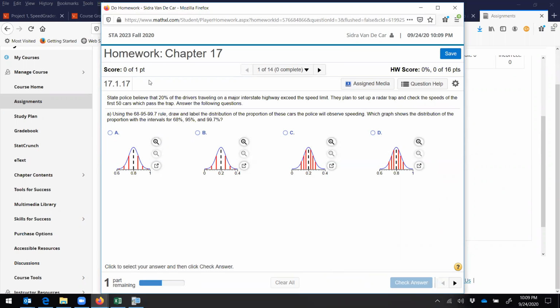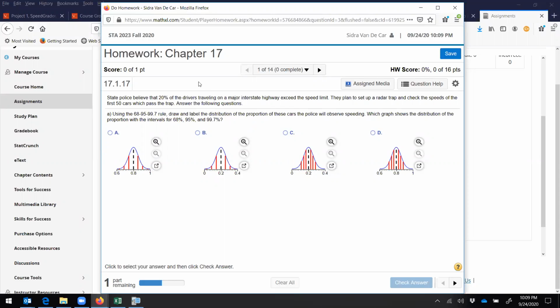1. Okay, so state police believe that 20% of the drivers traveling on a major interstate highway exceed the speed limit. They plan to set up a radar trap and check the speeds of the first 50 cars which pass the trap. Answer the following. Using the 68, 95, 99.7 rule, we want to draw and label the distribution of the proportion of these cars the police will likely observe speeding.